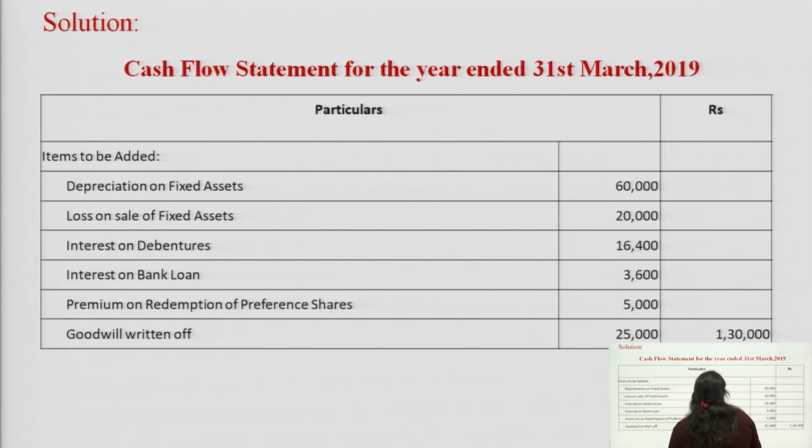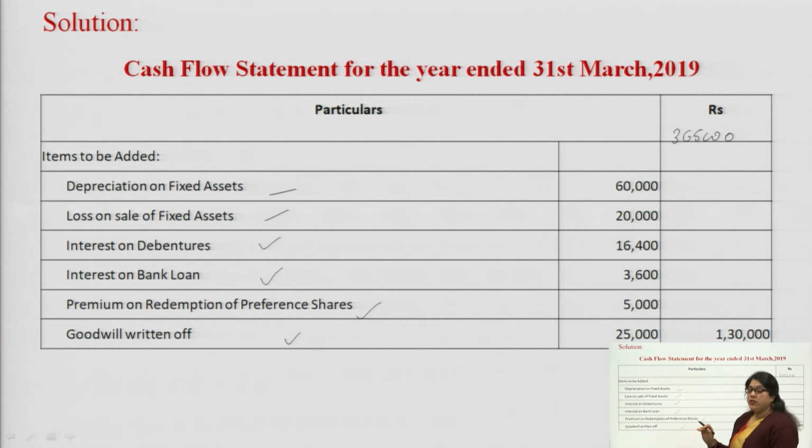We need to add to 3,65,000, I am writing it here for the continuation. We will add some more items to it: the depreciation on fixed assets, the loss which arose at the time of sale of fixed assets, interest on debentures, interest on bank loan, premium on redemption of preference shares and goodwill written off. So, one by one we will see the calculation of these.